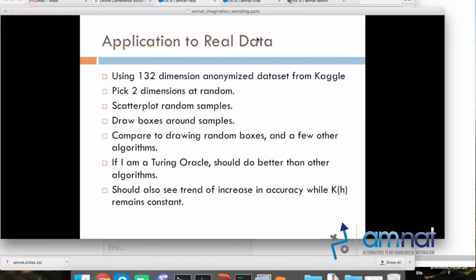So unfortunately, I didn't come up with any breakthroughs that allowed me to win this Kaggle competition, but it at least is a real data set. So I picked 2 dimensions at random, and then I made a scatter plot of those 2 dimensions, and then I drew boxes around those samples, just visually looking at the samples and drawing boxes. And then I compared to a few algorithmic approaches. So if I am a Turing oracle, as predicted by non-naturalism, then I should do better than these other algorithms. And also, I should hopefully see this trend of increased prediction accuracy as the Kolmogorov complexity of my hypotheses remains constant.